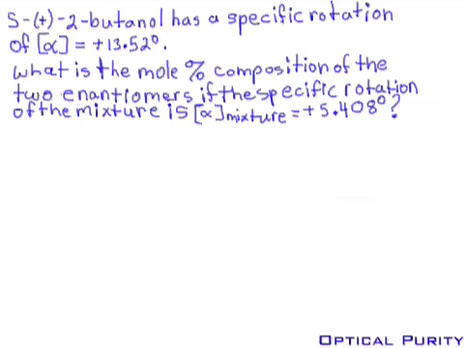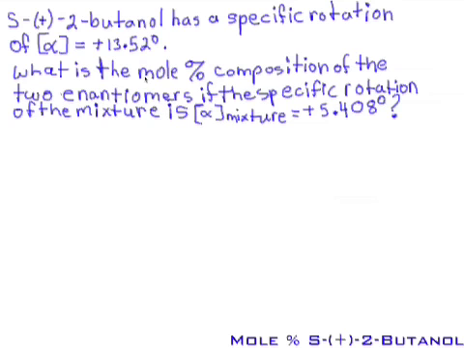In this homework problem, you are given the specific rotation of a pure enantiomer, S plus 2-butanol. The S refers to the structural chirality. The plus refers to how plane polarized light is rotated. It's given plus in brackets because the plus 13.52 means a rotation to the right. The question you're asked is, what is the mole percent composition of the two enantiomers if the specific rotation of the mixture is alpha mixture plus 5.408 degrees?